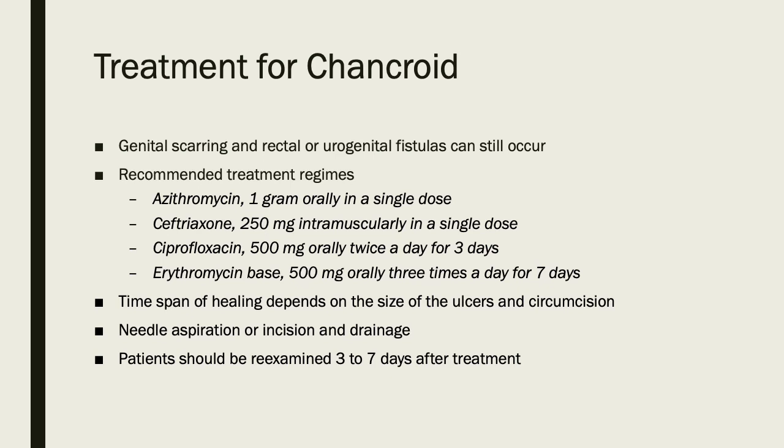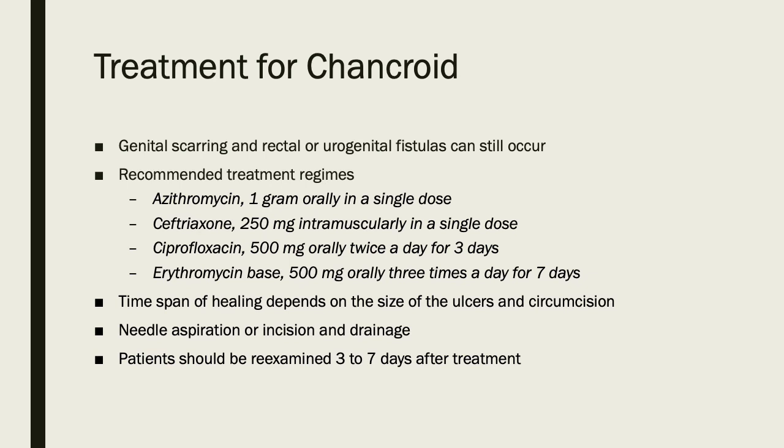There are 4 recommended treatments for chancroid. They are 1 gram of azithromycin taken orally in a single dose, 250 milligrams of ceftriaxone given intramuscularly in a single dose, 500 milligrams of ciprofloxacin taken orally twice a day for 3 days, or 500 milligrams of erythromycin base taken orally 3 times a day for 7 days. It should be noted that intermediate resistance towards ciprofloxacin and erythromycin has been reported around the world. However, data is limited regarding prevalence of Haemophilus ducreyi antimicrobial resistance.